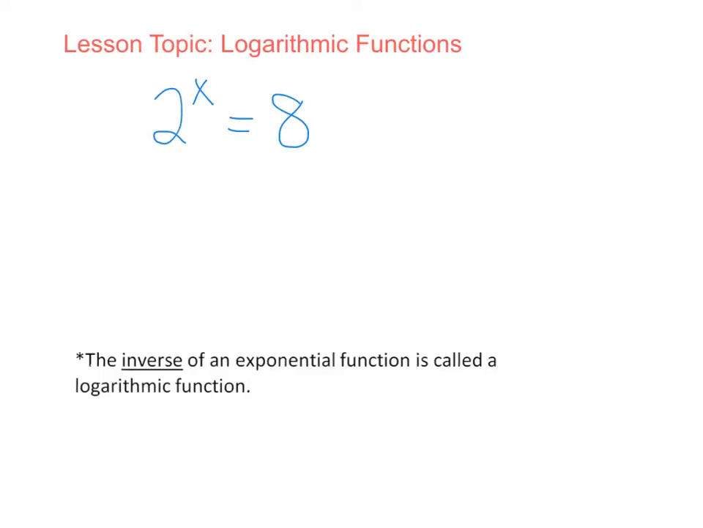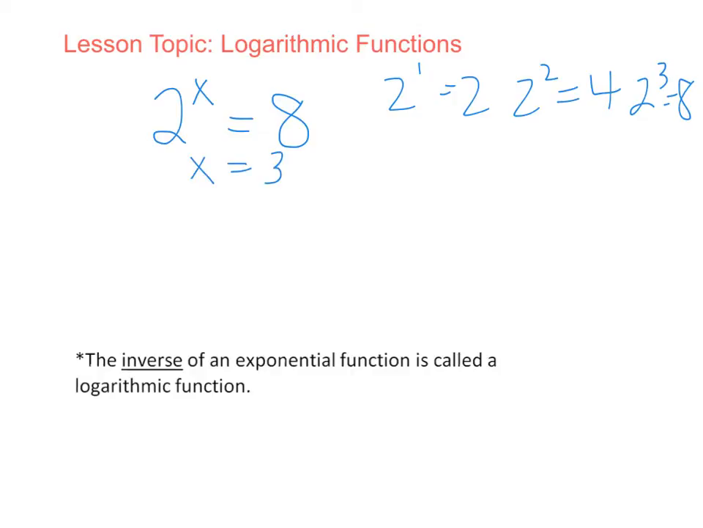2 to the x power equals 8. If we were supposed to solve for x right now, I think most of you could figure out what it is. 2 to what power is equal to 8? Well, 2 to the first is 2. 2 to the second is 2 times 2, which is 4. And 2 to the third is 2 times 2 times 2, which is, in fact, 8. So you would know in this case that x equals 3.